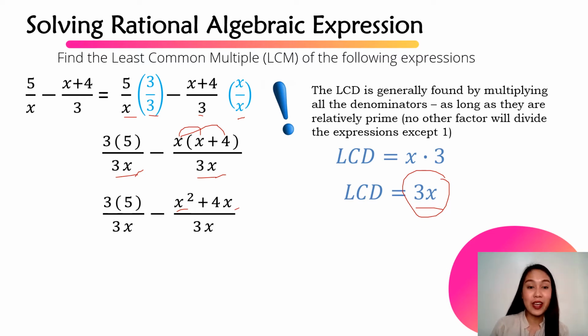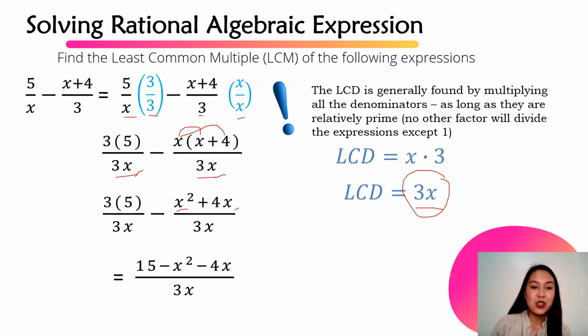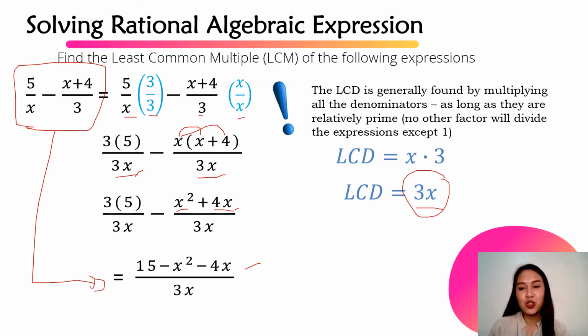Now pay attention to this next solution. 3 times 5 gives you 15. I guess we have no problem with that. But what happens to these signs? Our negative here, or our subtraction here, we have to distribute this sign to the numerator. Negative times x squared gives you minus x squared. And the negative of positive 4x, that's why we have here minus 4x. Okay? So 5 over x minus x plus 4 over 3 is now a quadratic expression, which is 15 minus x squared minus 4x over 3x.